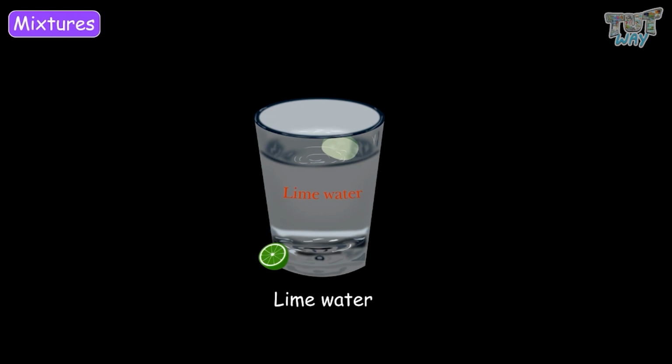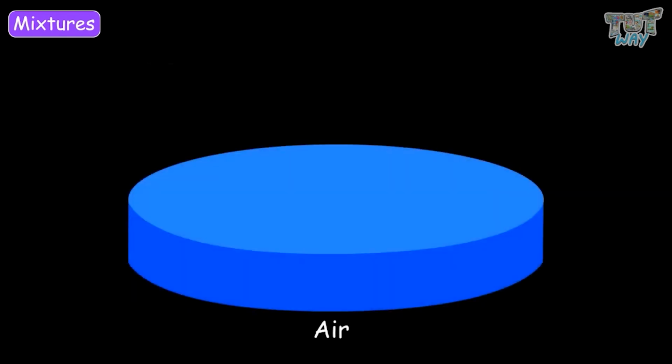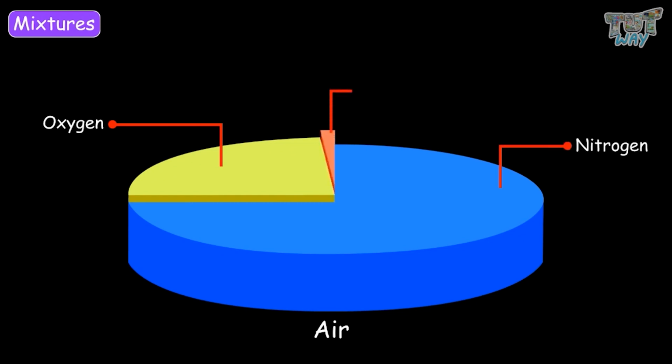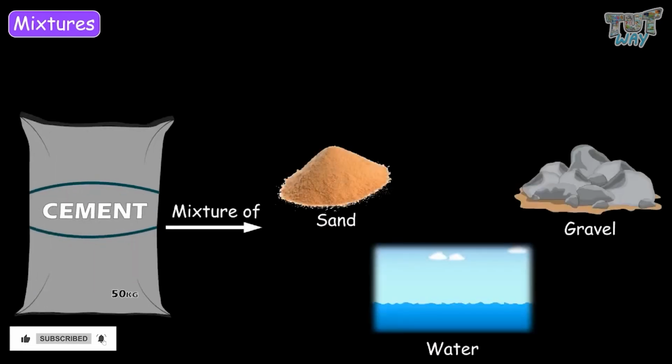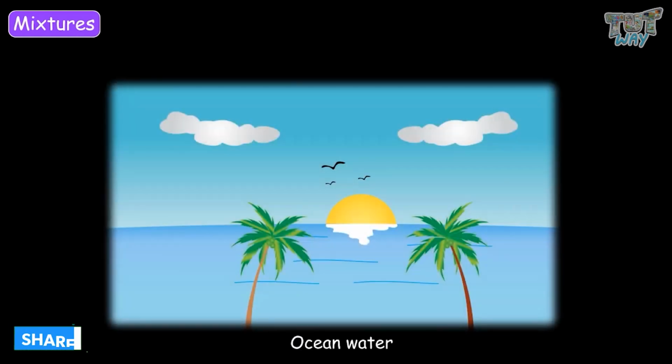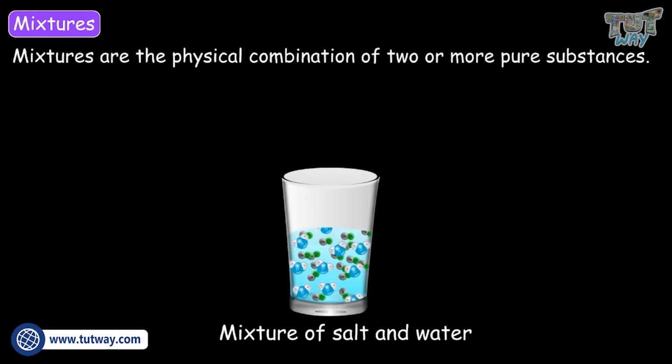Other common mixtures are smog, which is a mixture of smoke and fog. Air is also a mixture of oxygen, nitrogen, carbon dioxide, and many other gases. Cement is a mixture of sand, water, and gravel. The ocean water is a mix of water, salt, and many other kinds of minerals. These were the examples of mixtures. So now we know mixtures are the physical combination of two or more pure substances. Now let's learn the types of mixtures.